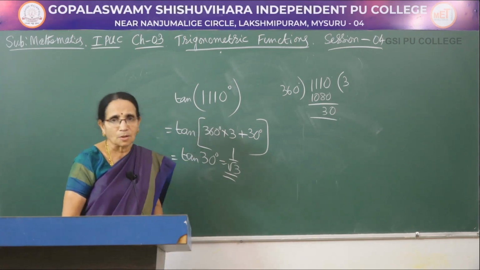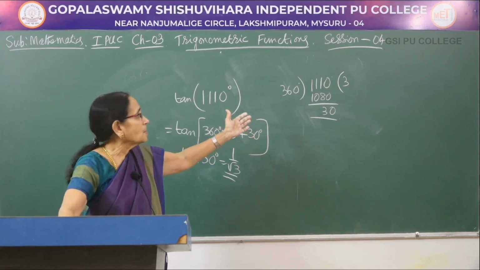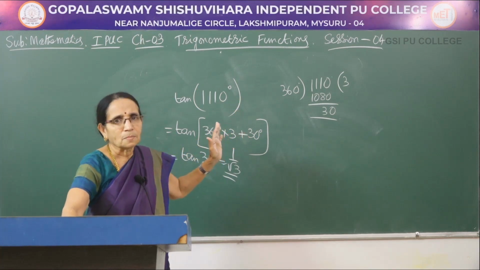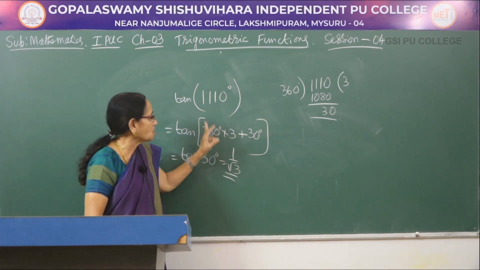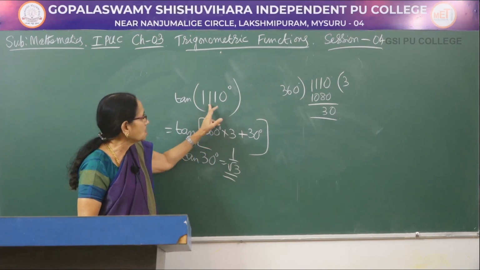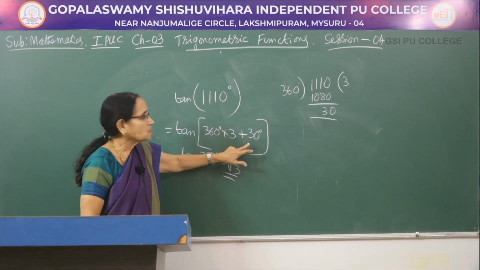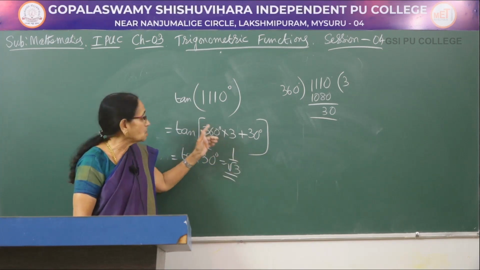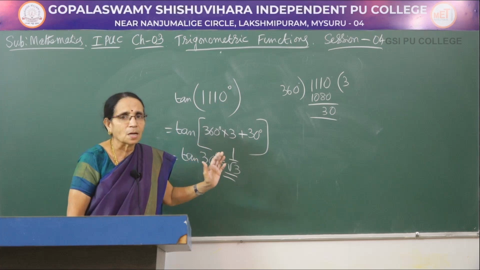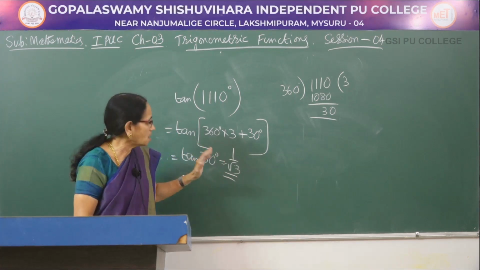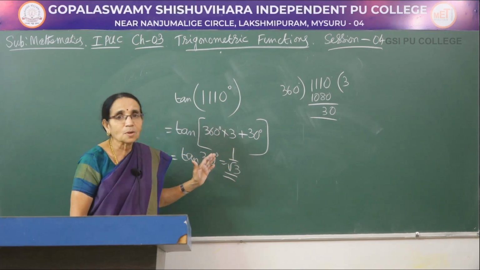So if the angle crosses 360 degrees, this is an easier way, I feel. Divide that number by 360 and you will get some quotient and some remainder. So express the angle like this. 1110 is as good as writing 360 into 3 plus 30 degrees. Just now I told you these are quadrantal angles that can be neglected. In the previous two examples, the 90 and 180 I omitted. I took only the other part of the angle. Here also omit this part and take only the value tan 30. That is why these standard values are important.